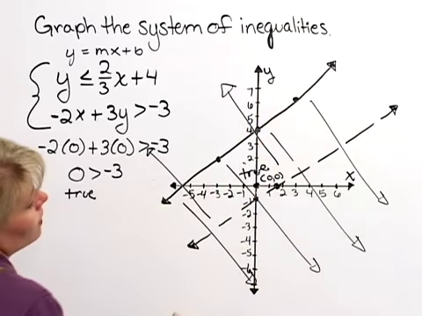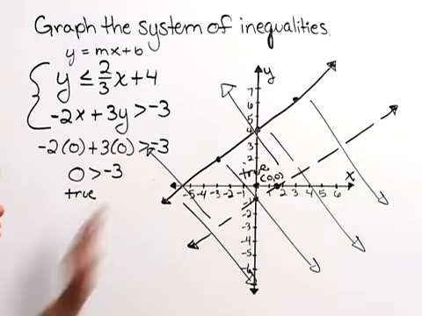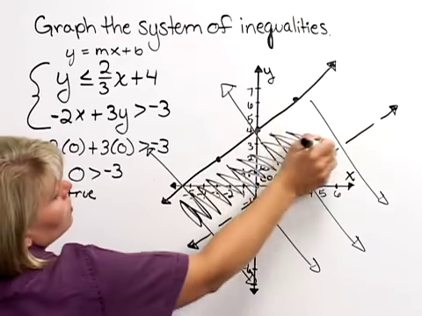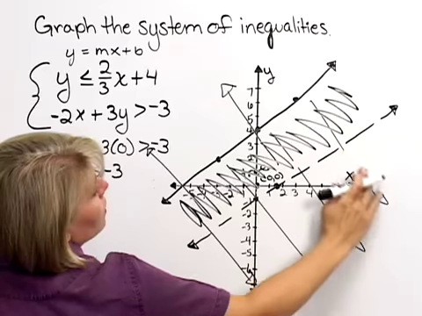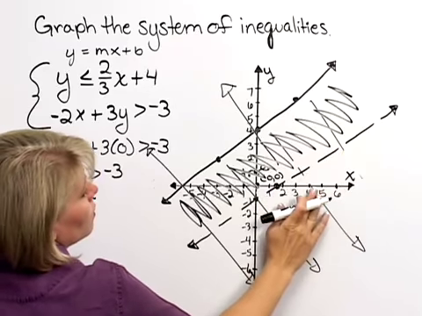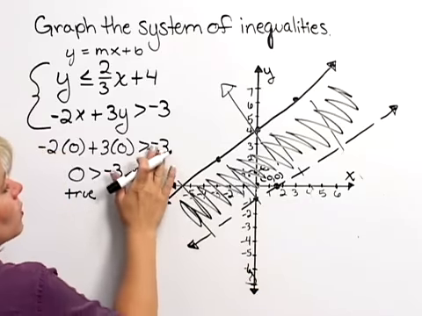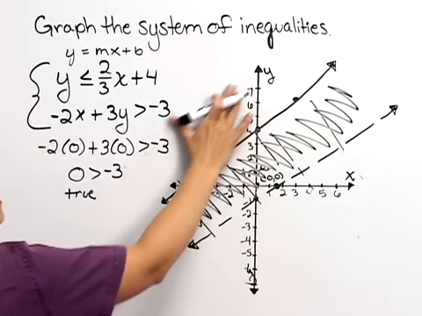Now, notice that that would make the overlap in between those. Since the overlap is in between those, our solution is in that section there, and that's the only part that we want to shade on this, because we're looking for where it works in both equations and not just one.